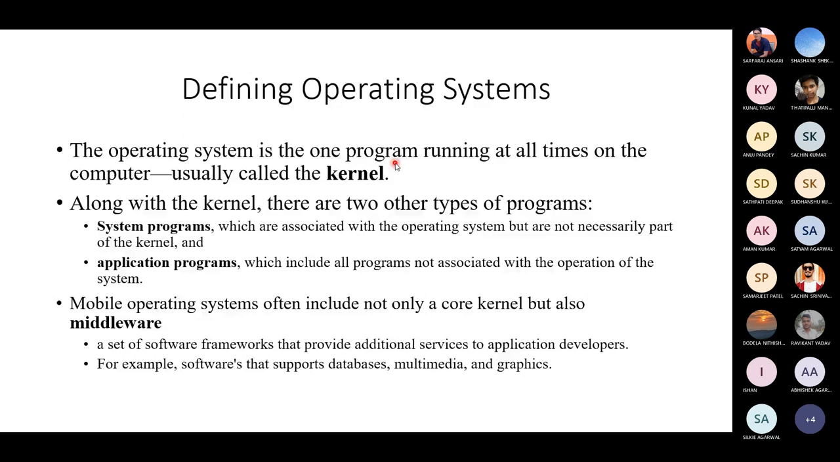Along with the kernel, there are two other types of programs that will load. One is system programs, which are not necessarily the operating system, but are associated with the operating system or the kernel. I will explain what those system programs are in the upcoming classes. For example, when you are running a compiler, it has a linker and loader associated with it, which are not the operating system, but you still need them to make your application work, right? Likewise, application programs include all programs not associated with the operating system, like what we are using now, Microsoft Teams. Microsoft Teams is a program.